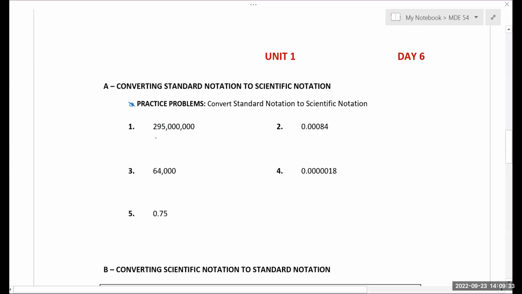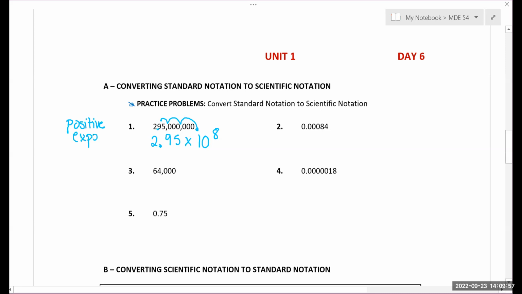So I want only one number in front of the decimal. So I'm going to do this, and then I've moved it from there to there. So that's 3, 6, 8. And then positive or negative: I had a really big number, so that number is going to be positive. So I'm going to end up with a positive exponent.